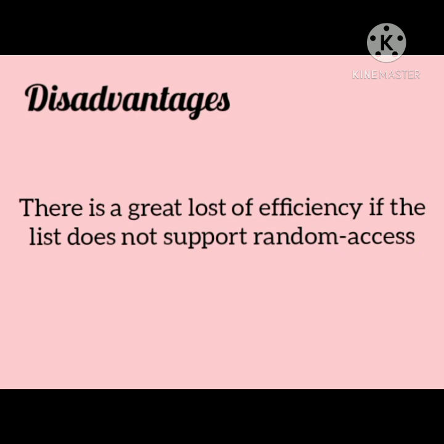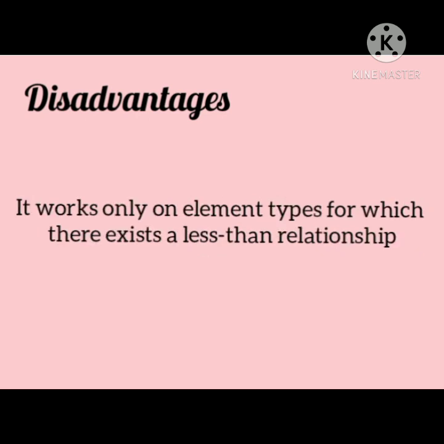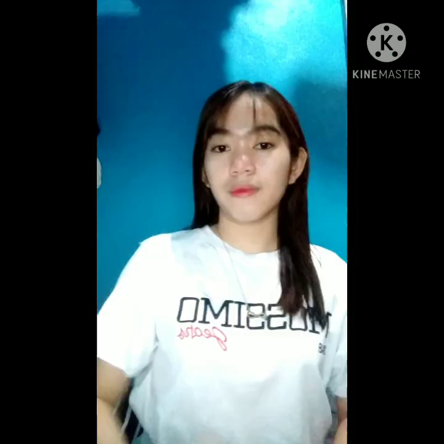Depending on the cost of your comparison operation, the cost of traversing a non-random access list could dwarf the cost of the comparisons. And last, it works only on element types for which there exists a less than relationship. Some types simply cannot be sorted.